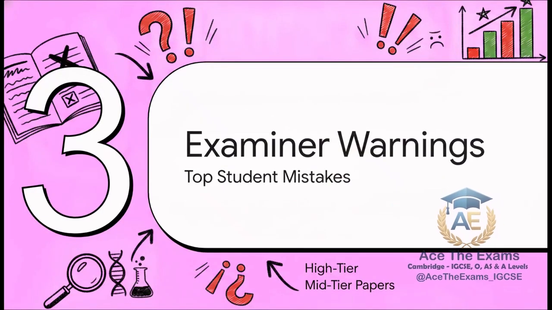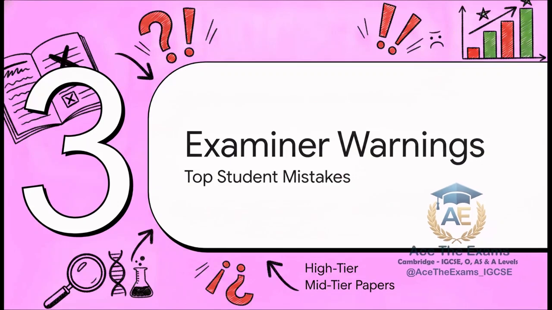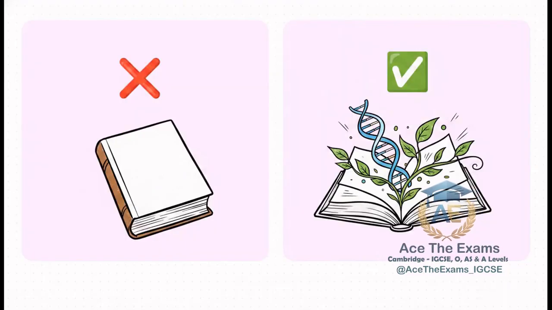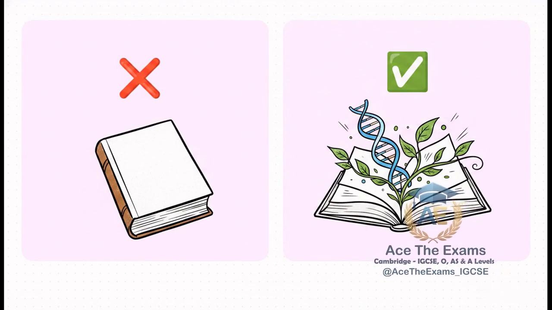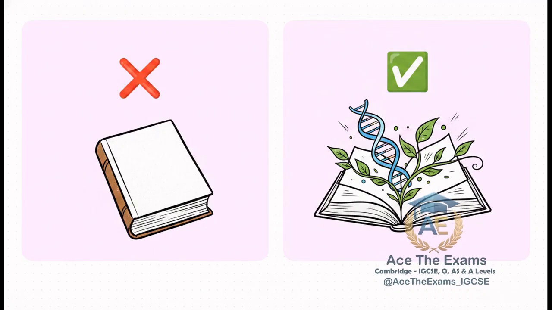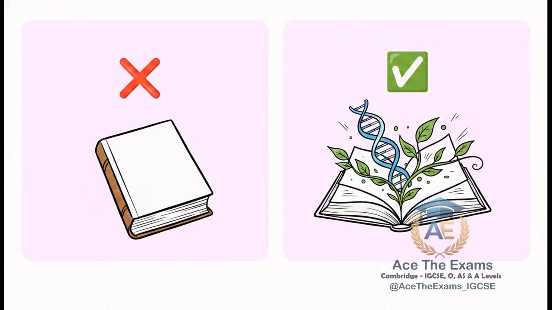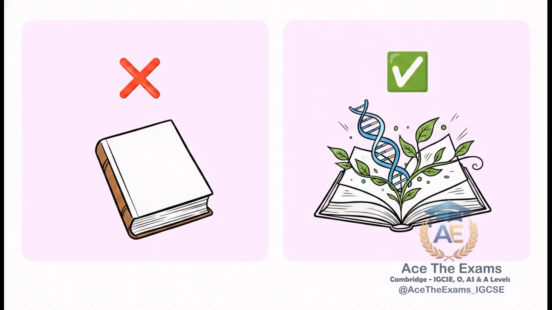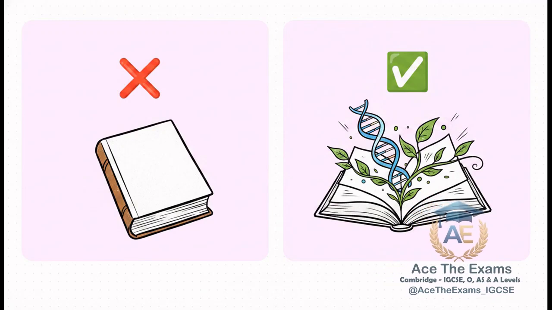Next up, Section 3, Top Principal Examiner Warnings. So, what are the people who actually grade your papers explicitly warning us about in their official reports? What truly separates a mid-tier paper from a top-tier paper? Well, think of it this way. You have the flawed approach, which is the generic answer.